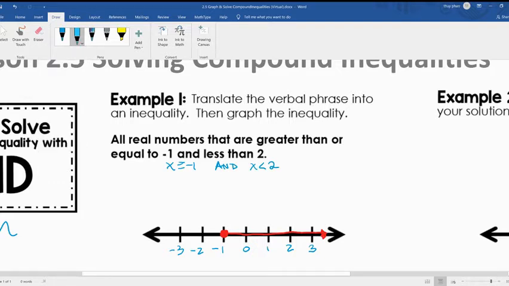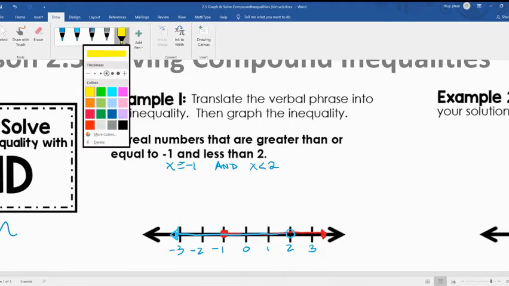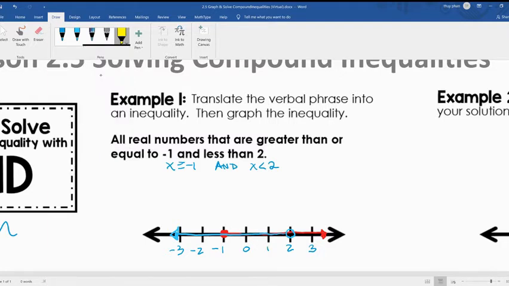Then it says x is less than 2. So at 2, that's going to be an open circle, and because x is less than 2, I'm going to draw my arrow to the left. Now if you look carefully, the intersection that you will see is located between -1 and 2. But see here, this is an open circle, so our solution is located in between these 2 points.